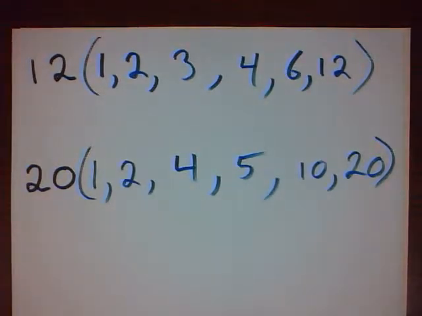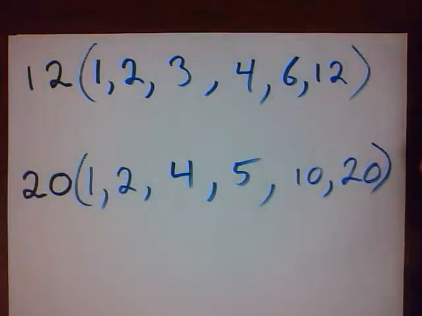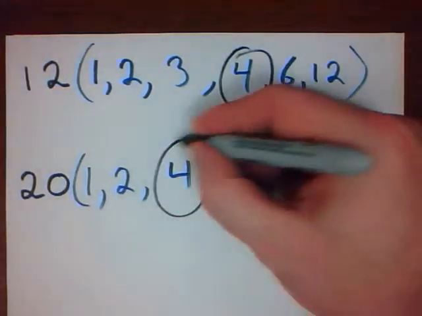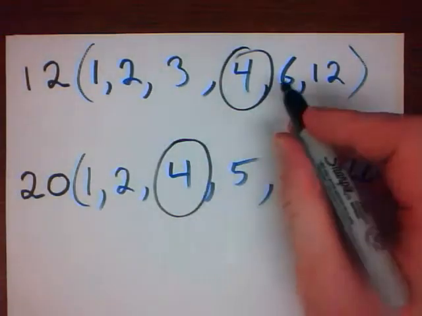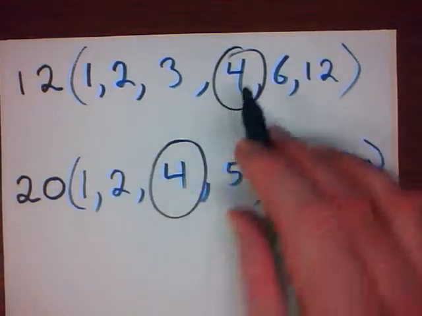Now, what about the GCF, the greatest common factor? In that case, you take two sets of factors, the factors of 12 and 20, and you find the greatest common factor, the highest one that's the same. And that's pretty simple. It's 4. So, the GCF, greatest common factor of 12 and 20, is 4.